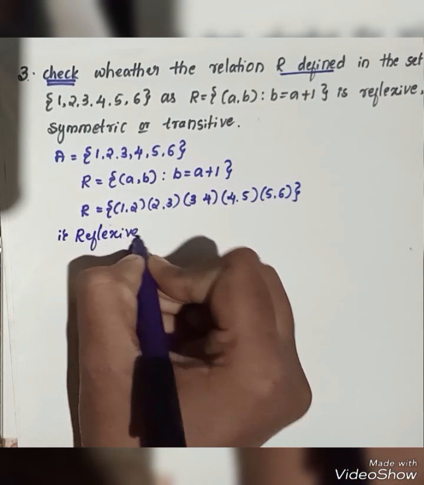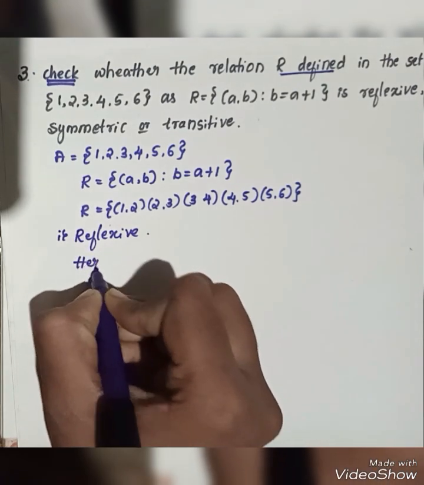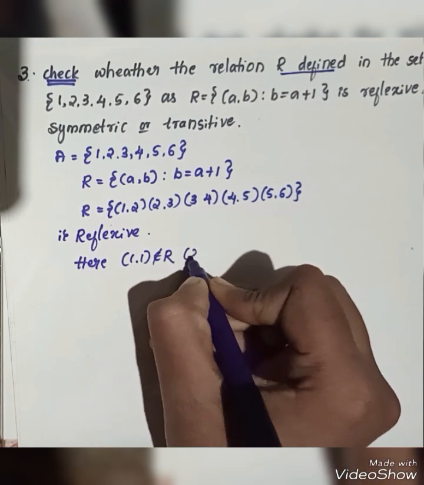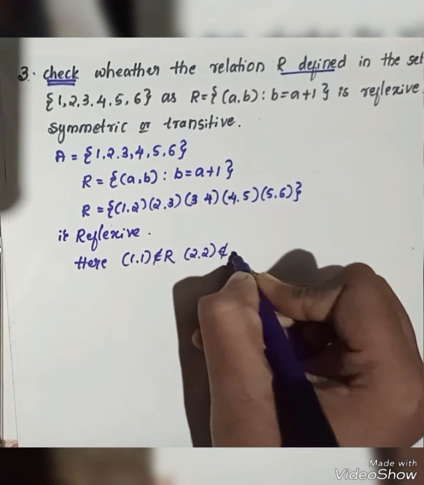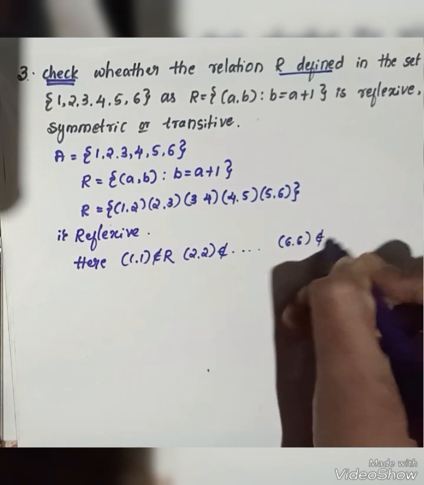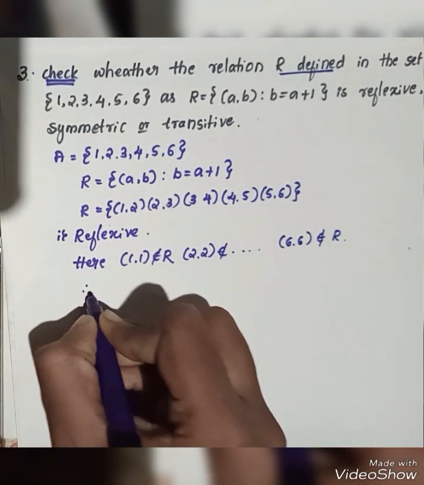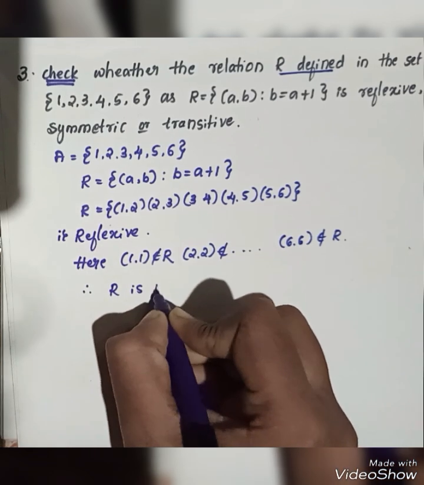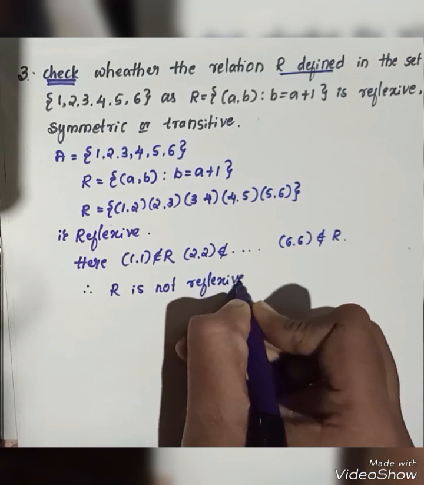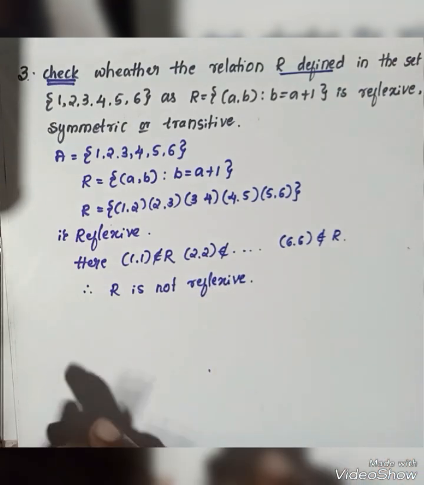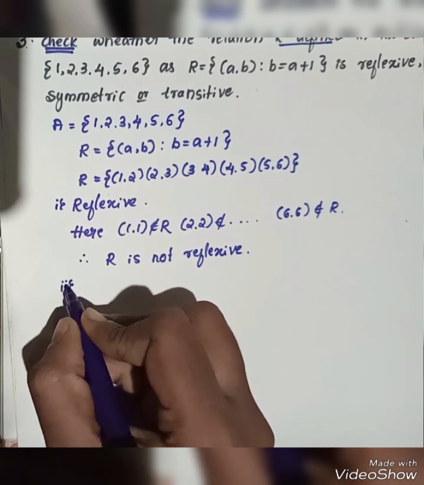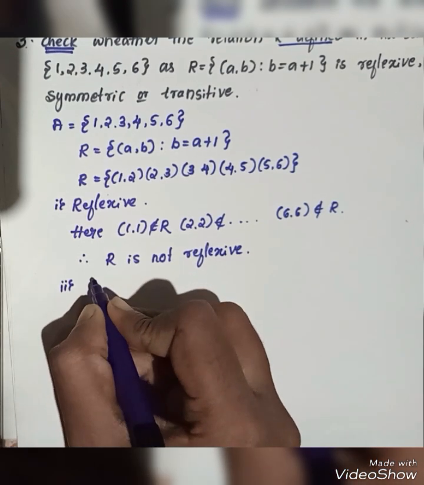Check for reflexive condition. For this condition, here (1, 1) does not belong to R, again (2, 2) does not belong to R, and so on up to (6, 6) does not belong to R. Therefore, R is not reflexive. These types of questions are asked in 1 mark multiple choice questions. 1 mark multiple choice questions are also important for scoring.